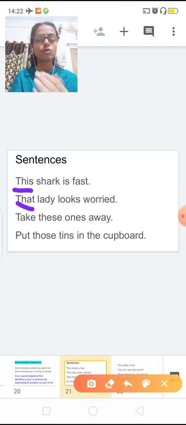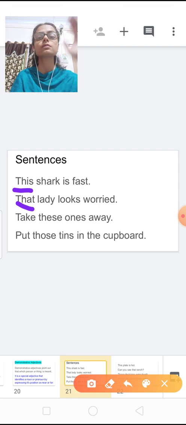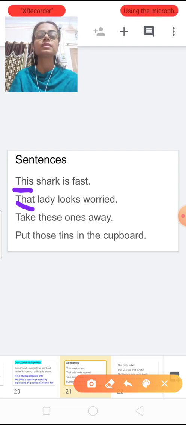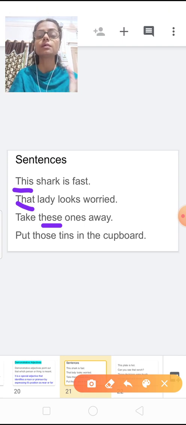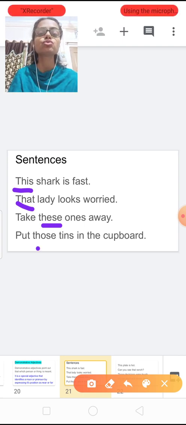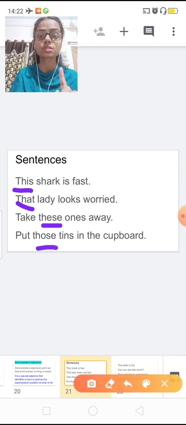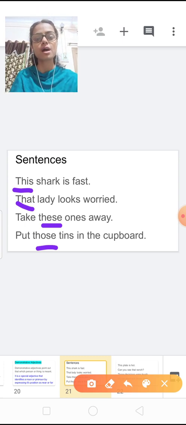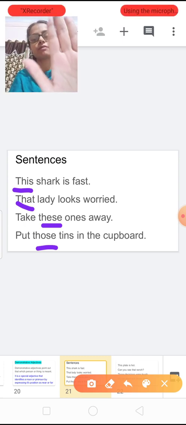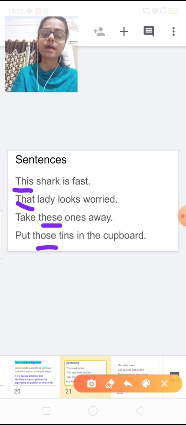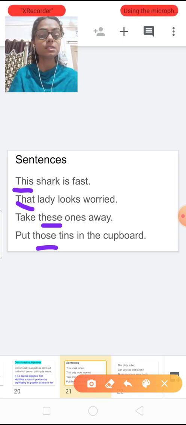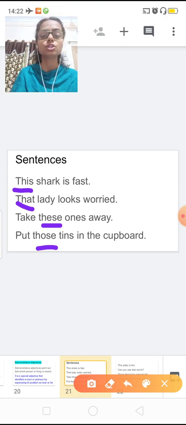So, this for near, that for far. Take these ones away. Now these, many, near. Put those tins in the cupboard. Those, many, far. So the examples are this, that, these, those. Repeat, this, that, these, those.